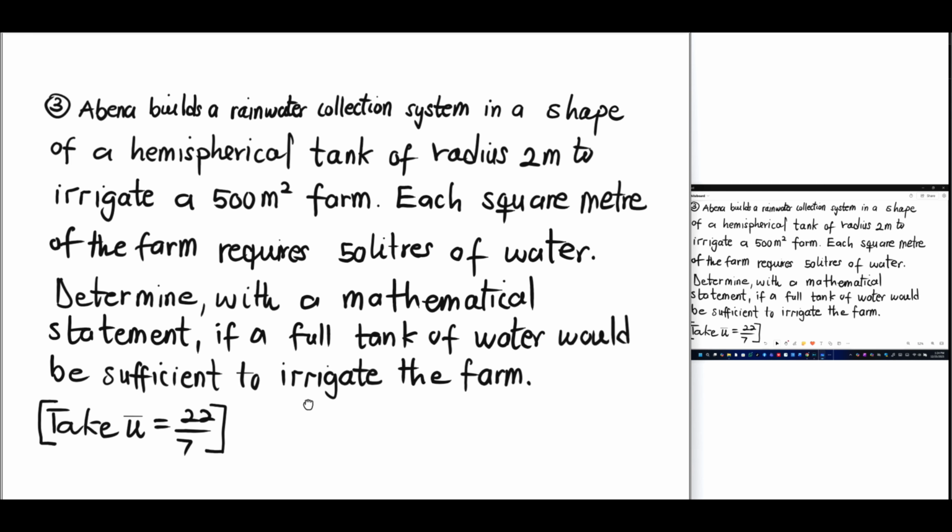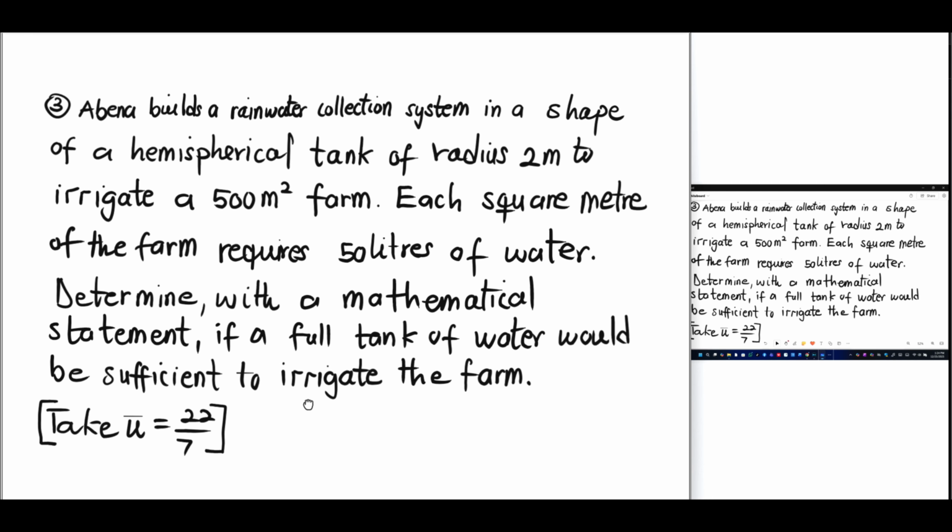Alright, so here we have a farm, and the area of the farm is 500 square meters. Abina wants to irrigate the farm with the water in the hemispherical tank. So for you to determine whether the water will be sufficient to irrigate the farm, you have to first determine the volume of the water in that particular tank.